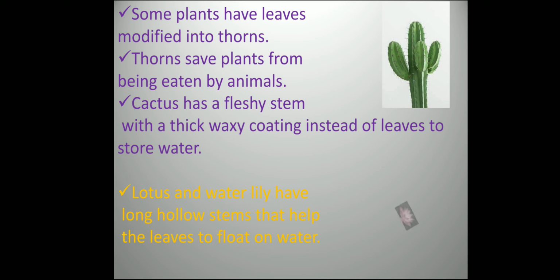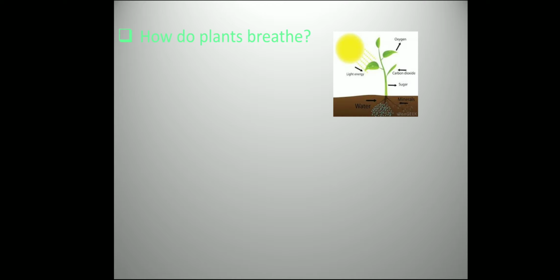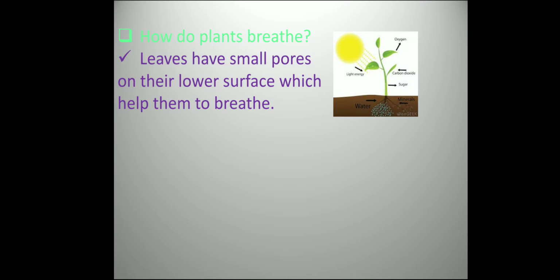Lotus and water lily have long hollow stems that help the leaves to float on water. This is the picture of lotus plant. Now, how do plants breathe? Leaves have small pores on their lower surface which help them to breathe. These small pores are called the stomata. Through the stomata, plants can breathe.